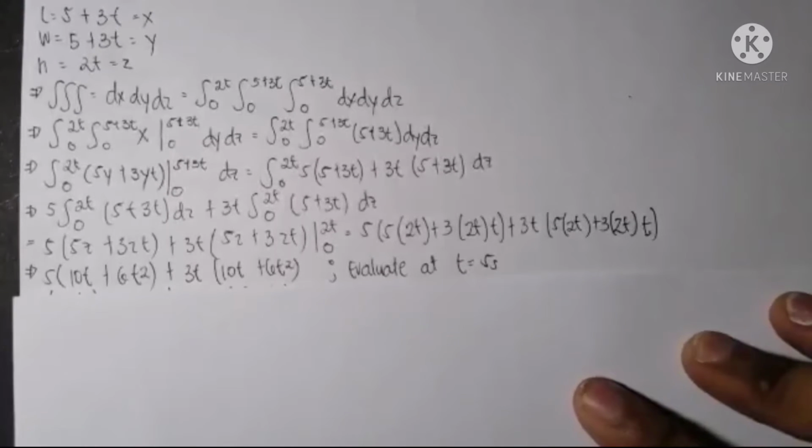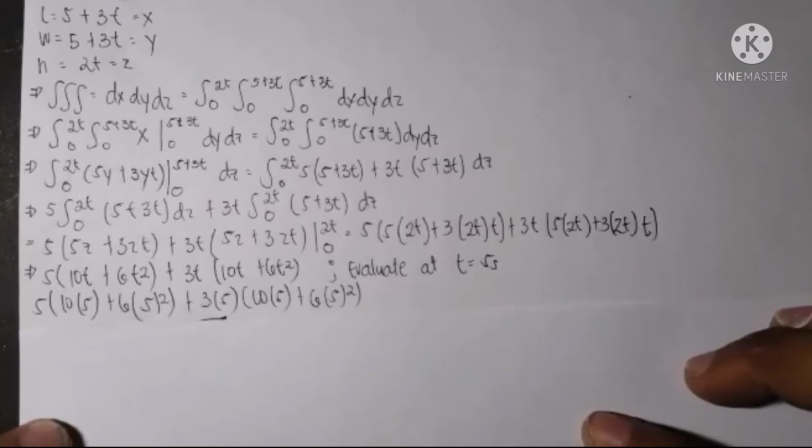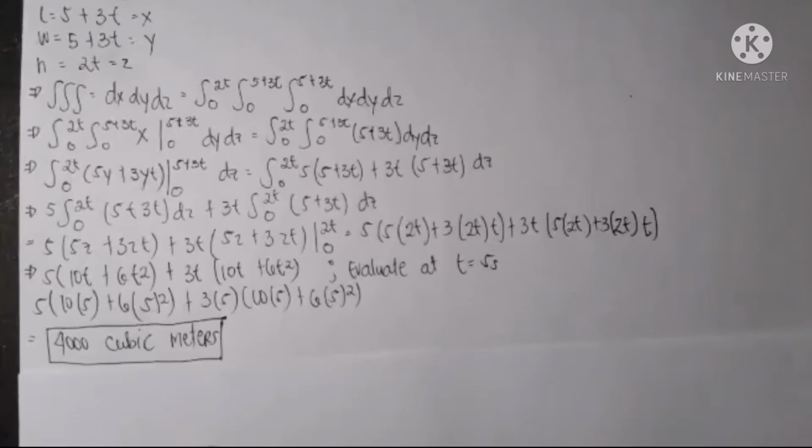So we will substitute the 5 for t. So it becomes 5 times 10 times 5 plus 6 times 5 squared plus 3 times 5 times 10 times 5 plus 6 times 5 squared. So the final answer is equal to 4,000 cubic meters.